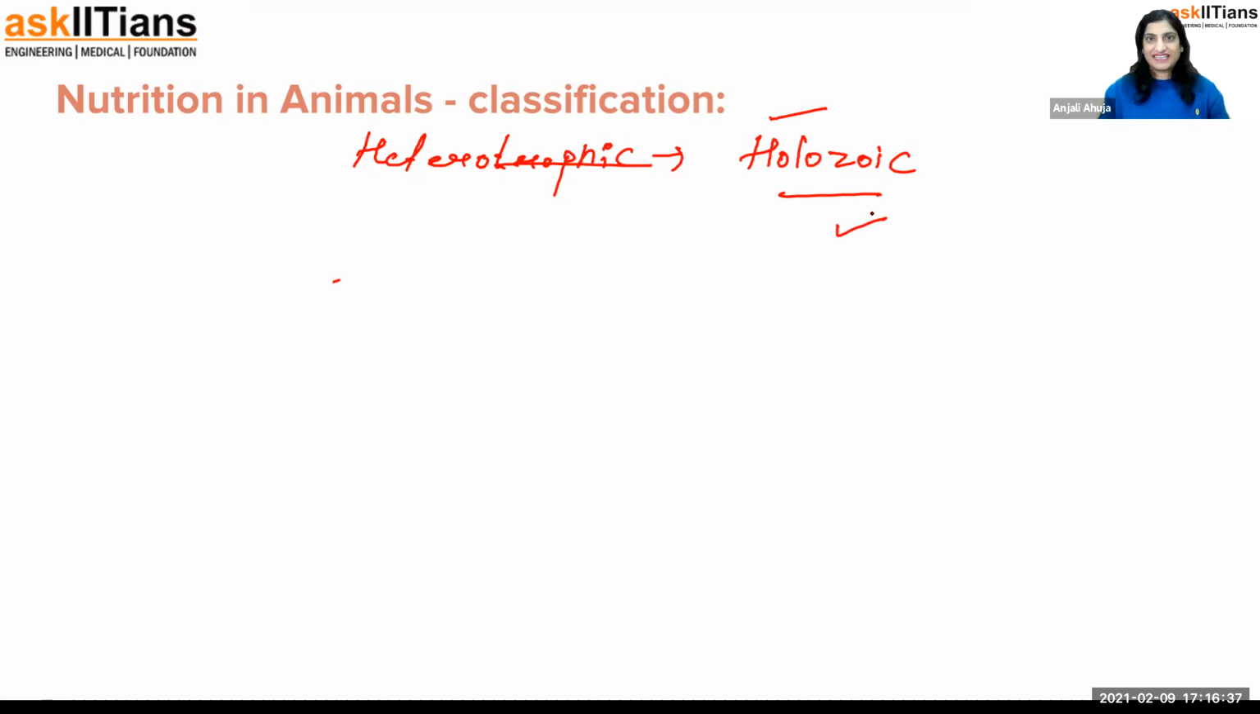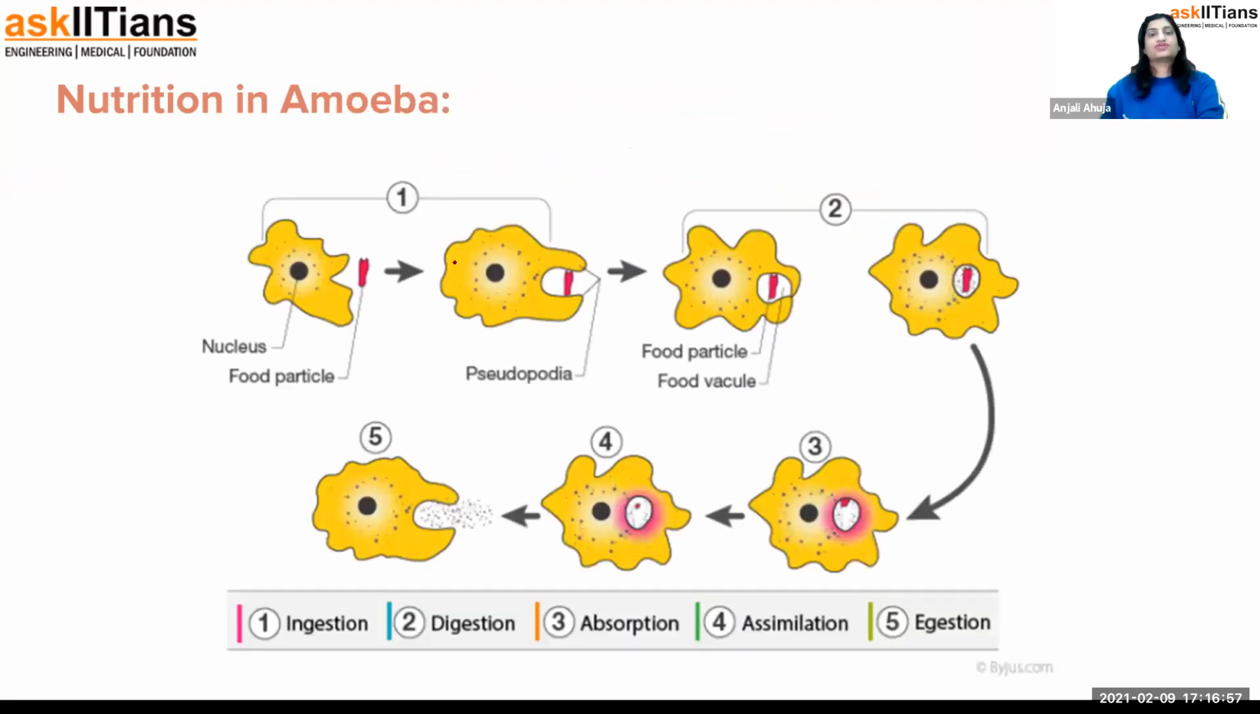The next thing that we have to understand is, what is nutrition? I don't think I have to explain that, because nutrition is just absorbing nutrients that we use for forming energy for surviving. Now, the first thing we will be covering in this part is nutrition in amoeba. So this is nutrition in amoeba that we are going to discuss.